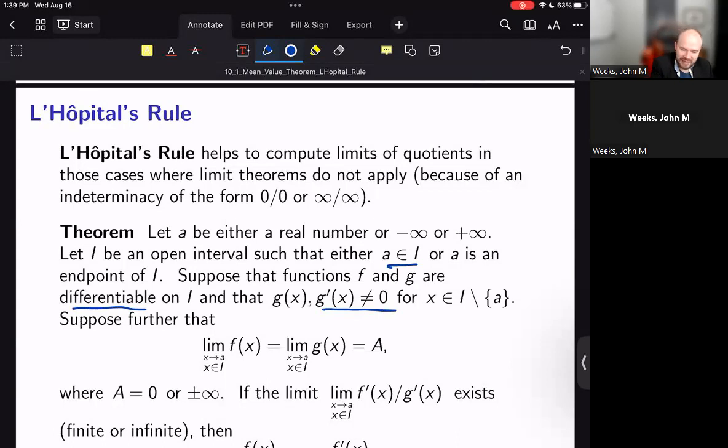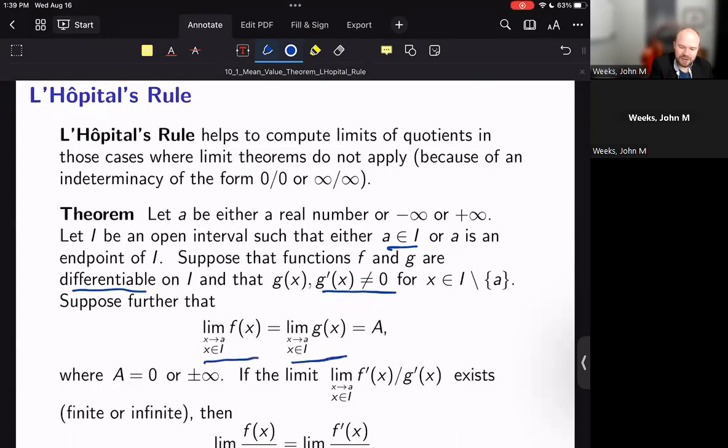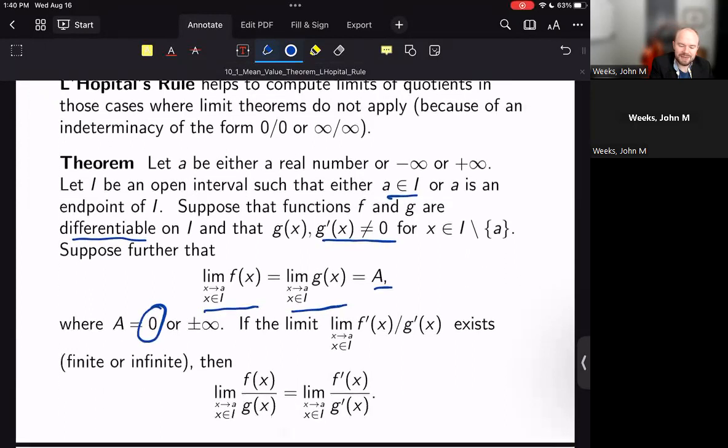And suppose further that the limit of f of x and the limit of g of x are equal to each other, essentially saying that if I were to look at this value down here, either I'm looking at 0 over 0, or infinity over infinity, or negative infinity over negative infinity, when I'm attempting to plug things in. Then, if the limit of f prime over g prime exists, and that can be infinite here, then I can say for certain that the limit of f over g is the limit of f prime over g prime as I approach that point. So notice all of these conditions here.